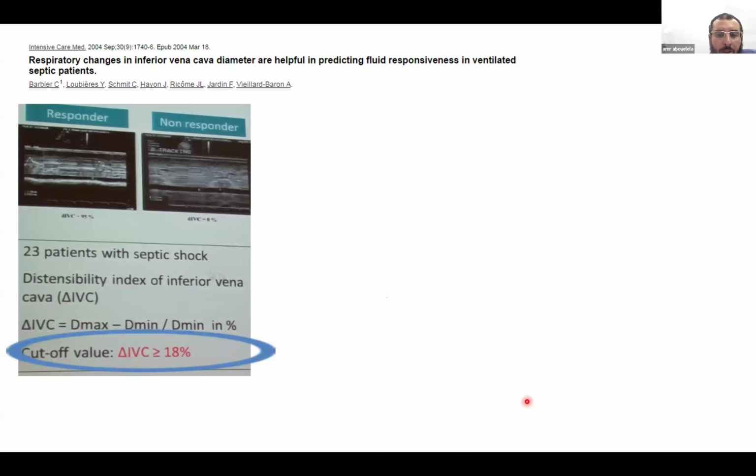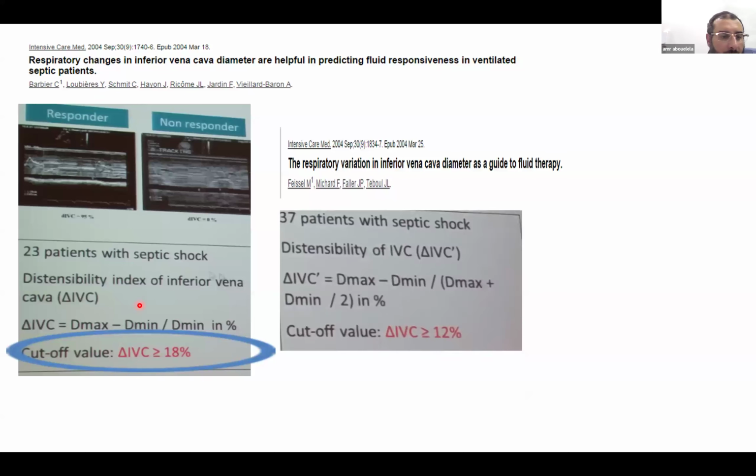There are two different equations here from different studies. You will see here the IVC variation: the maximum diameter minus the minimum diameter, divided by the minimum diameter. If you have a variation of more than 18%, it means that the patient will be fluid responsive. Here the equation is a little bit different: maximum minus minimum divided by the mean. The mean is the maximum plus minimum divided by 2. And here the variation is only 12%.